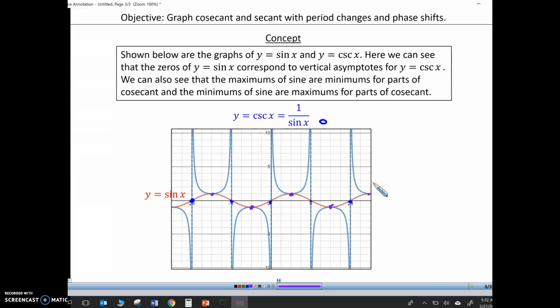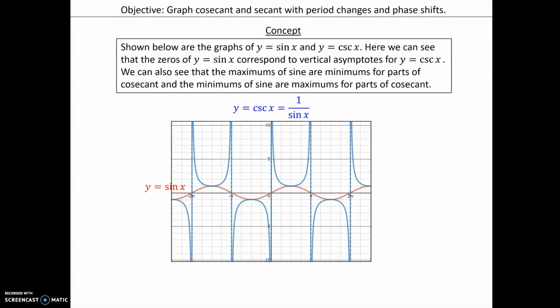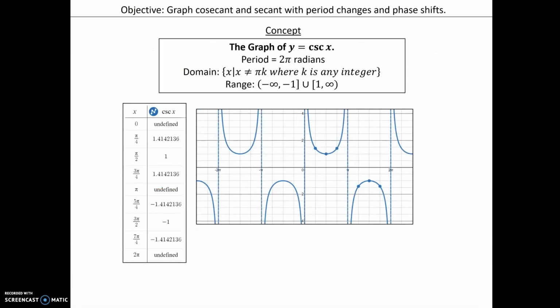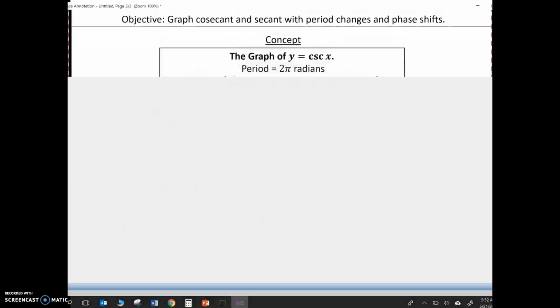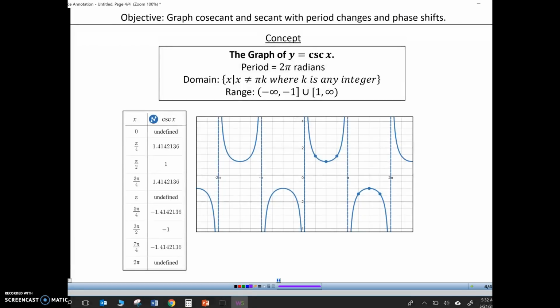Now, developing cosecant of x, I want you to focus on a couple of things that are critical for drawing graphs, especially trigonometric functions: we have a period of 2 pi radians. Starting at 0, we have an asymptote, and we have this U shape. This is what cosecant of x looks like. And we have another asymptote at pi.